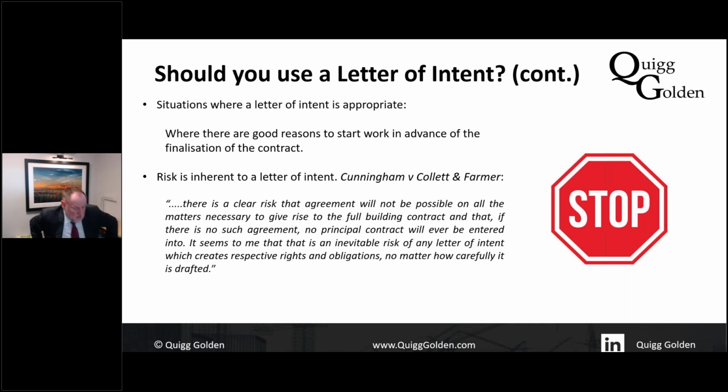So I think with this idea of using letters of intent to allow works to progress while you're negotiating the terms of the contract, take a breath before you draft that letter of intent and ask yourself, well, why is it? What is causing us not to be able to conclude the main contract? Surely it's easier just to finish our negotiation and sign the main contract. And if the reason is because we've got irreconcilable differences, well, then you shouldn't be entering into a letter of intent in relation to it.